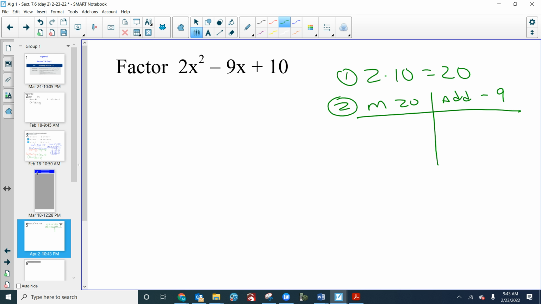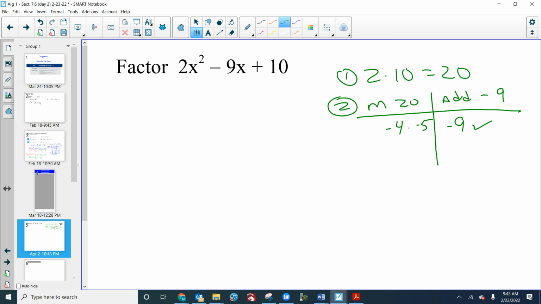All right, guys. Wherever you're at, just stop. Okay, so I went 2 times 10, 20. What multiplies to 20 and adds up to -9? This is telling me same sign, they're both negative. Does everybody agree 4 and 5, and they're both going to be negative? So it's going to be -4, -5. That adds up to -9. It checks.